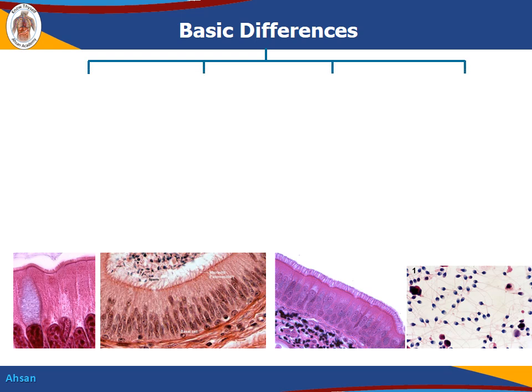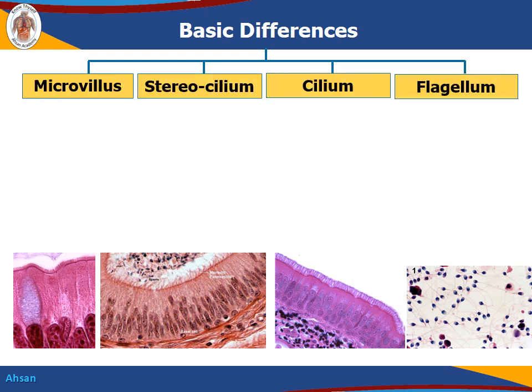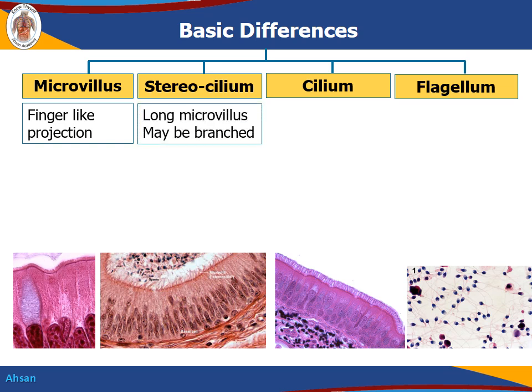Basic difference between the four types of cell surface modifications. Let us compare them with each other. Four columns are planned. Now one by one we will try to understand or compare these four types of cell surface modifications. The microvillus is the finger-like projection from the apical surface usually, and stereocilia are relatively longer microvilli and may be branched.